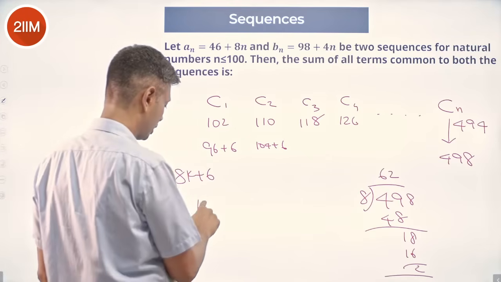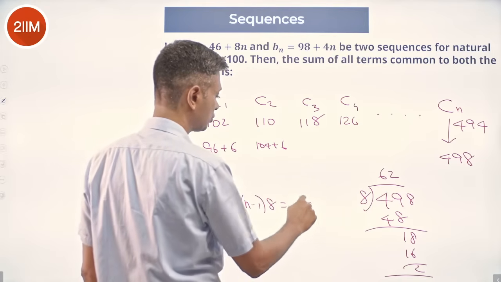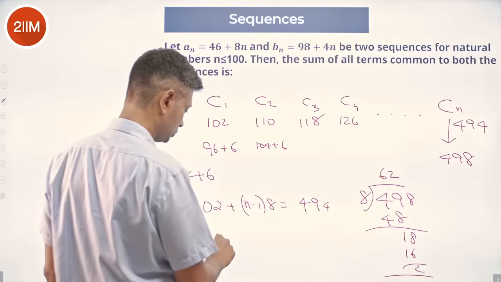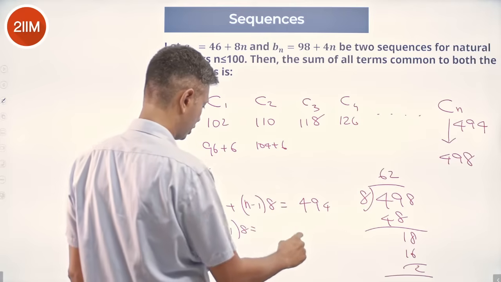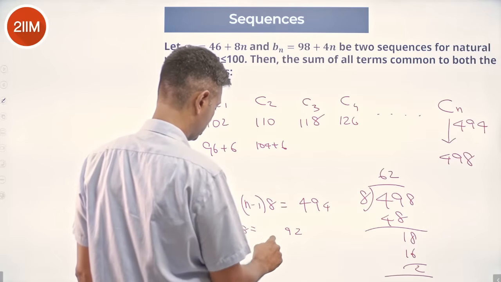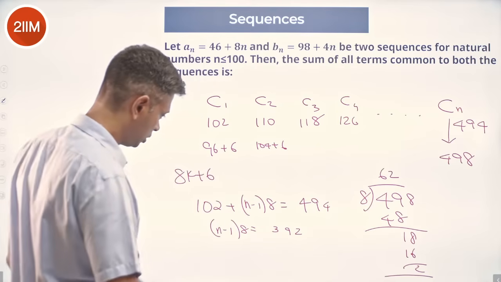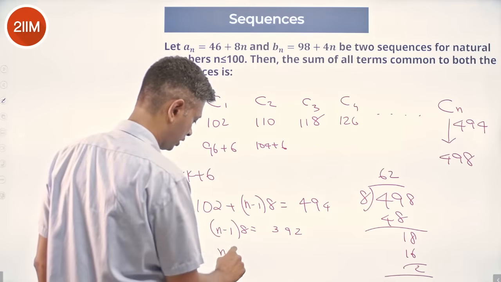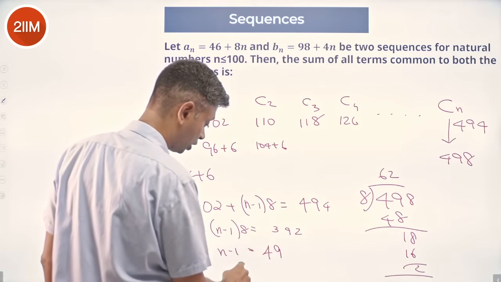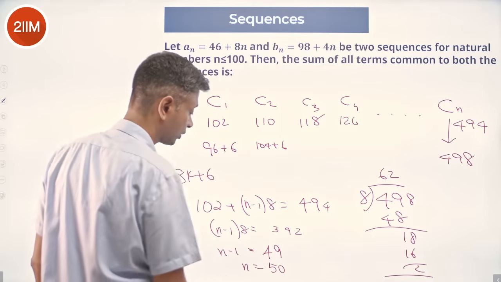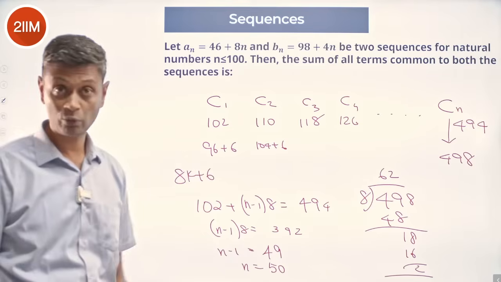This is the first term, 102 plus (n minus 1) into 8 is 494. Or (n minus 1) into 8 is 494 minus 102, which is 392. Or n minus 1 is 392 by 8, which is 49, or n is 50. There are 50 terms common in this sequence, starting with 102, going all the way till 494.